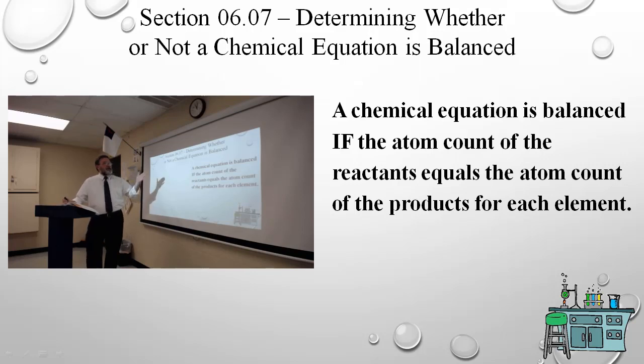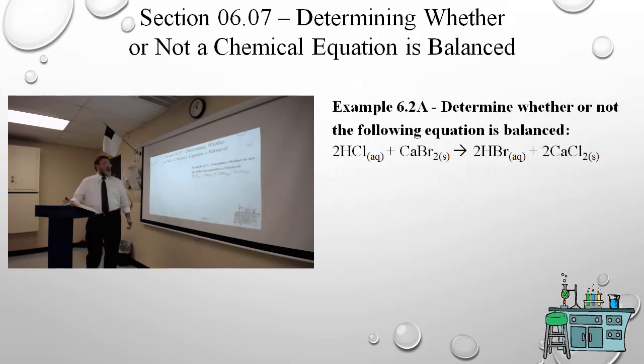So a chemical reaction or a chemical equation is balanced if the atom count of the reactants equals the atom count of the products for each element. What elements are involved? Are they the same number before and after the reaction? If there are the same number for each one of them, before and after, then yes, it's balanced. If there's any mismatches, it's not balanced, and we need to try to balance it. So what does that look like?